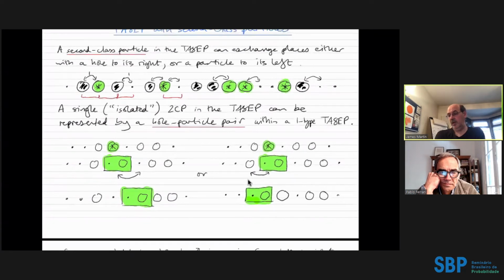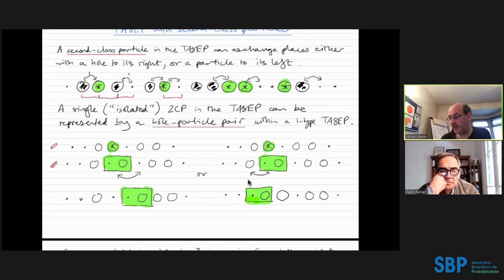which is that we can represent this isolated second-class particle in the TASEP by going back to a system which has only holes and particles, and we replace this second-class particle by two sites, one of which contains a hole on the left and one of which contains a particle on the right. Okay, so you can see hopefully what I've done in that diagram here. So to represent this configuration here, we've replaced the second-class particle by a box which covers two sites and has got a hole and then a particle.